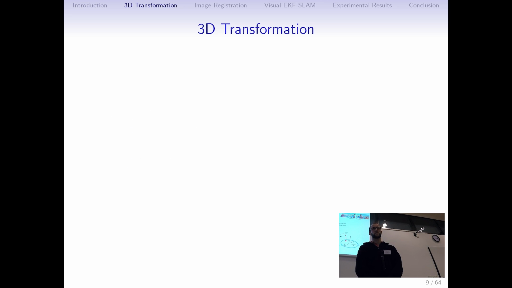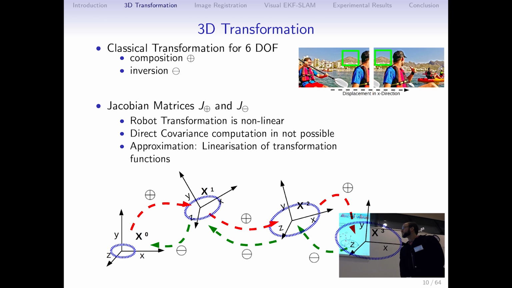The 3D transformation. First of all, it's defined, in our case, with two functions, the composition and the inversion. So we start at the initial pose here. We get some new information of the visual odometry, which is shown here. For example, a displacement in x direction.